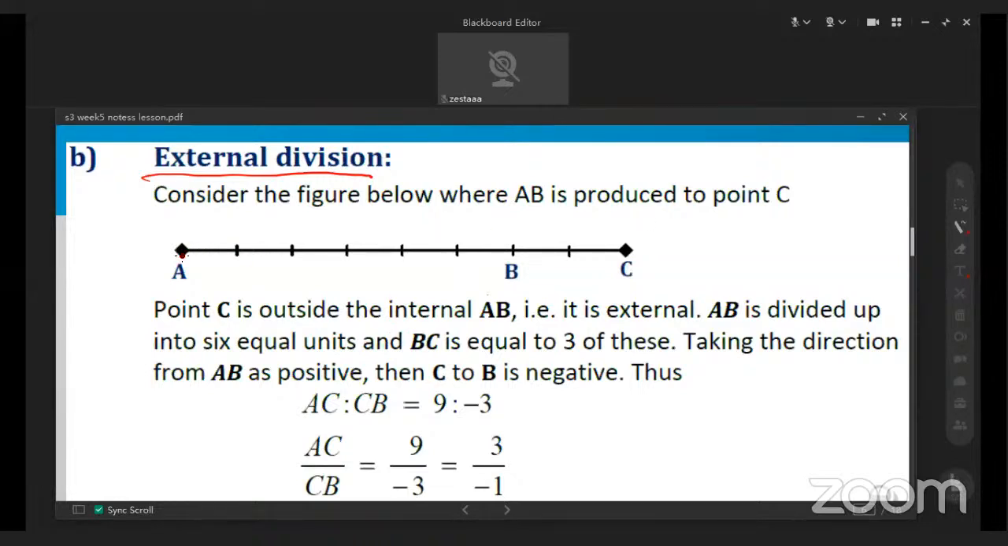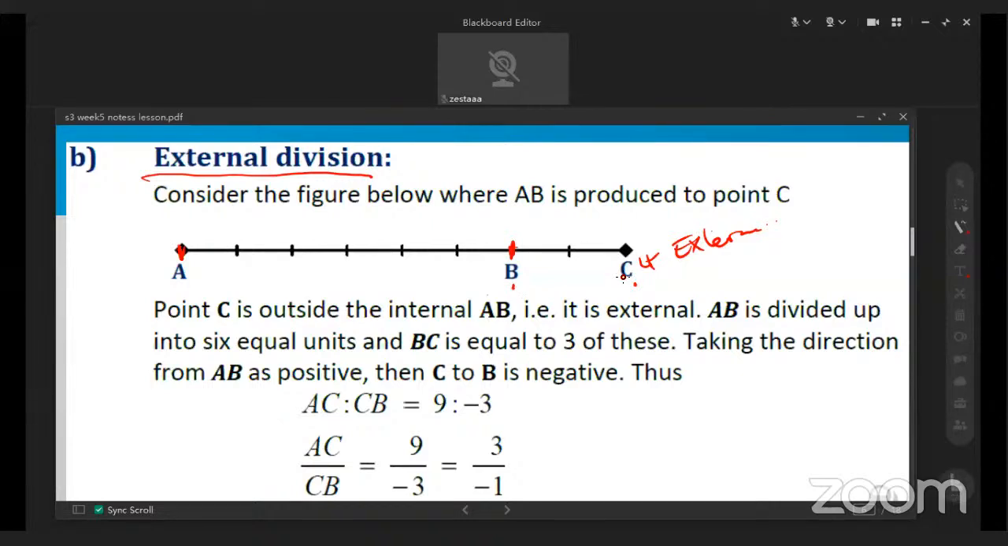If you have points A and B, the line extends outside those points. If C comes outside AB, this will be an external division. But there is something that changes here. We say AB is divided into 6 units. Look at BC, okay? This BC is equal to 3 of these.